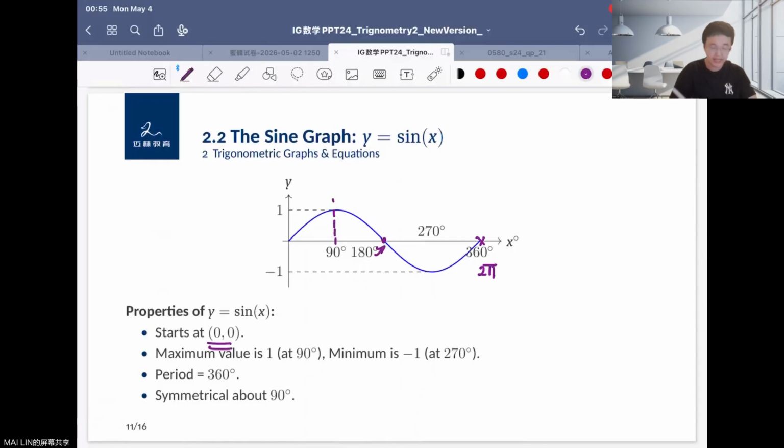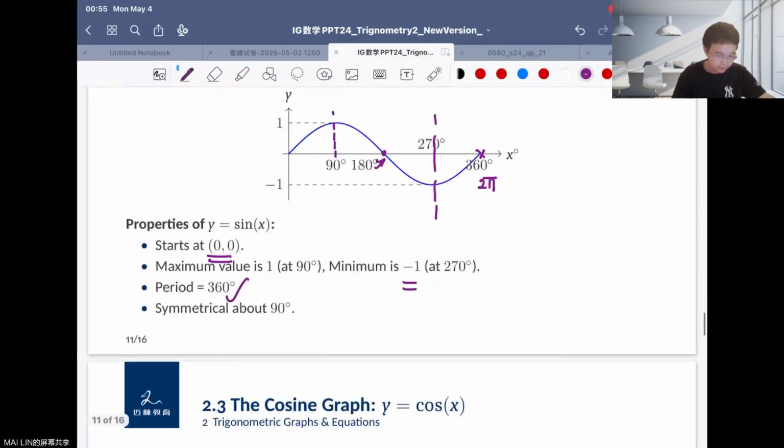First, it starts at (0, 0). Then the maximum value is 1 at 90 degrees. Then the minimum value, -1, is at 270 degrees. We can set the period as 360 degrees, and the symmetrical lines are about 90 degrees, and also 270 degrees. That is it.